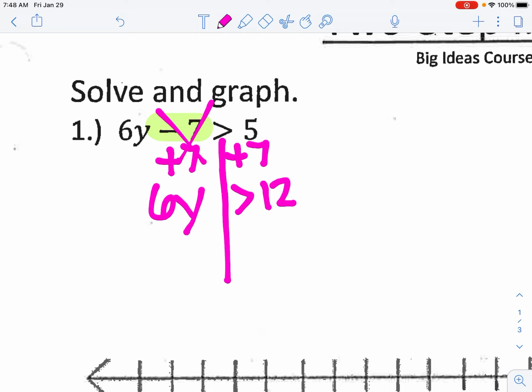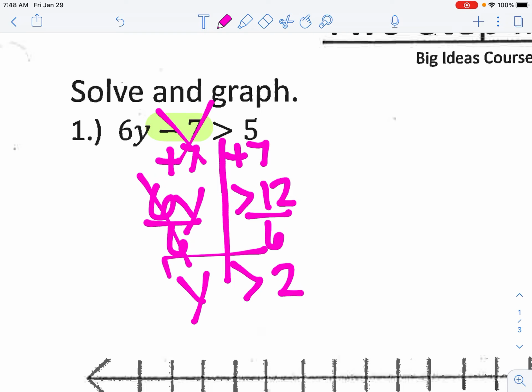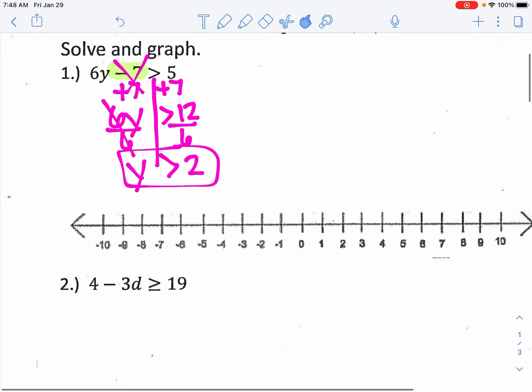Now we're going to undo the multiplication. So 6y means 6 times y. The opposite of multiplying by 6 is dividing by 6. So 6 divided by 6 is going to cancel. So we've got y is greater than 2. All right, so that is our solution. We're ready to go ahead and graph.